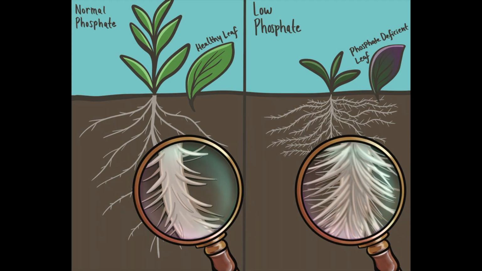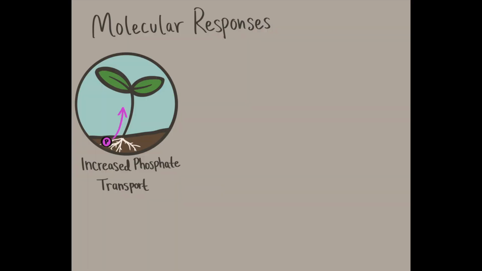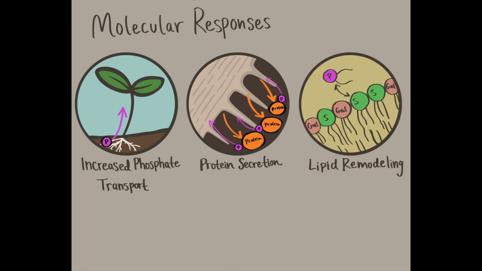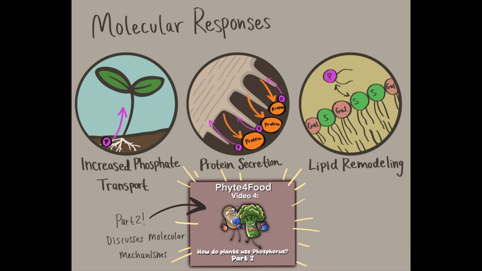On the molecular level, the plant will increase root-to-shoot transport of phosphate, release proteins into the soil to liberate phosphate bound to molecules that were otherwise unavailable, and even cannibalize parts of their own cells by breaking off the phosphate head groups on the cell phospholipid membranes to reprioritize intracellular phosphate usage. In our next video, we will discuss the molecular mechanisms that regulate how this process works.